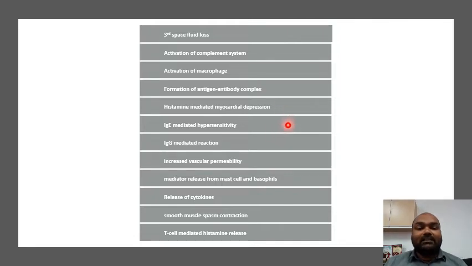IgE mediated hypersensitivity is correct. Okay, because for allergic reaction, mast cells and basophils have IgE antennas, and these are the IgE antennas that actually trigger hypersensitivity. All right. IgG mediated reaction. IgG and IgM are antibodies in your bloodstream, okay, which are there to fight infection. So it's definitely not the correct antibody that is involved in anaphylaxis. In anaphylaxis, it is IgE.